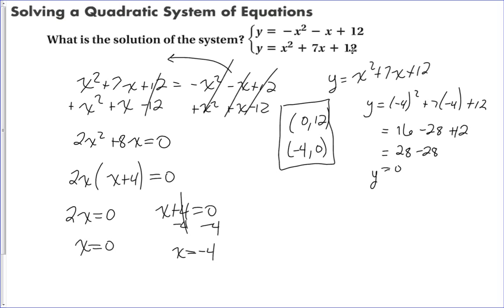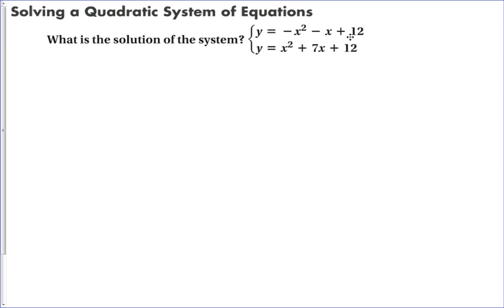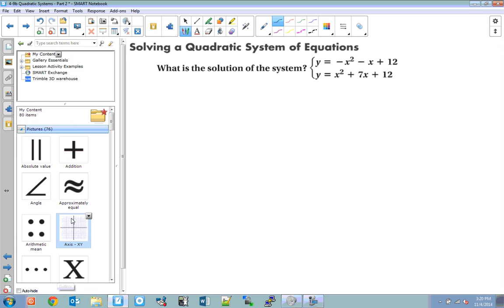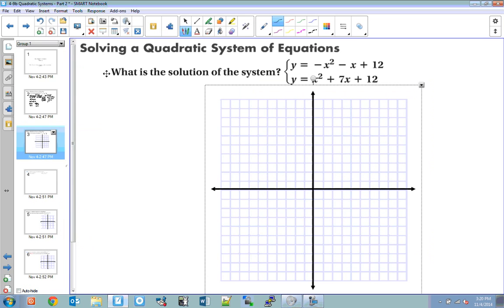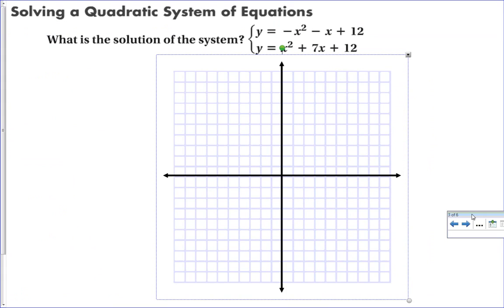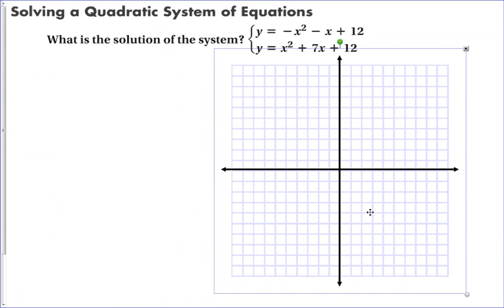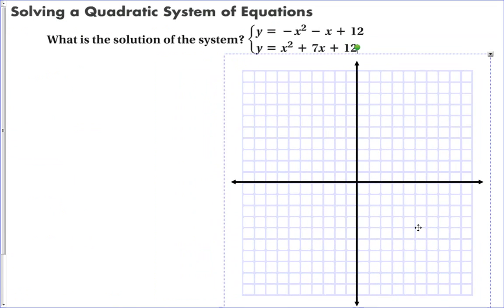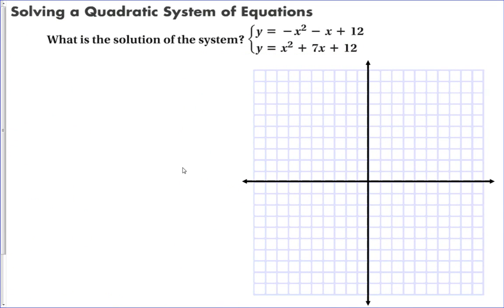Alright, now you can also solve these by graphing. Let me get a graph here. Let's take this same system that we just solved using substitution, but now instead of substitution, we are going to use graphing to solve it. What I would do is find the vertex of each one. Remember, your vertex x-coordinate is negative b over 2a.